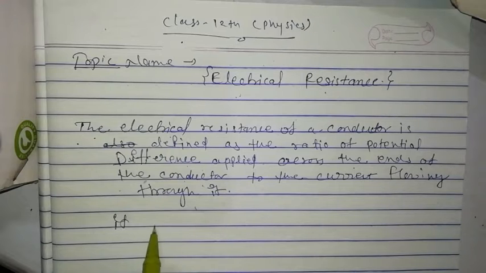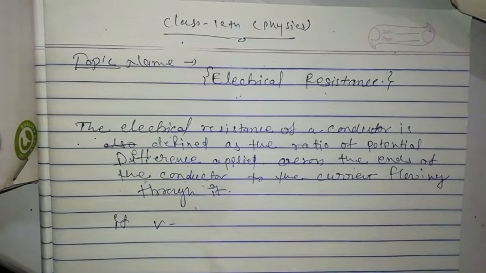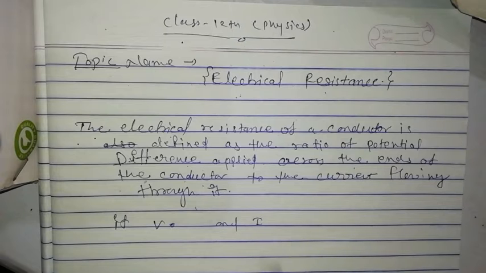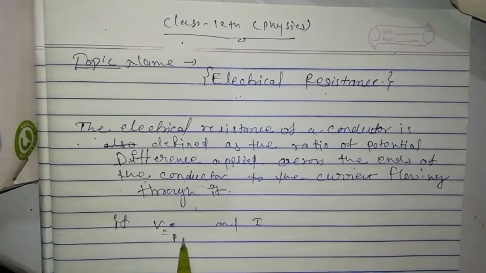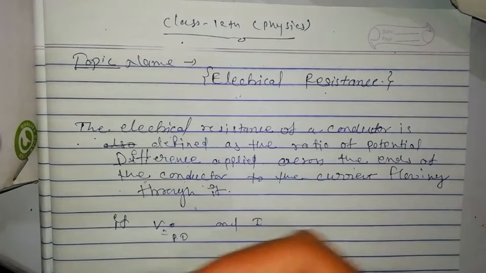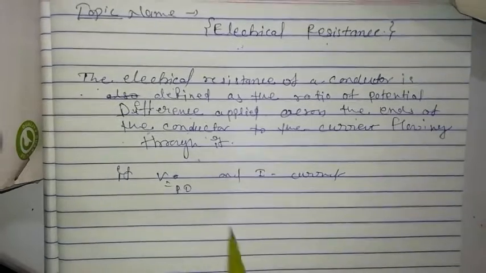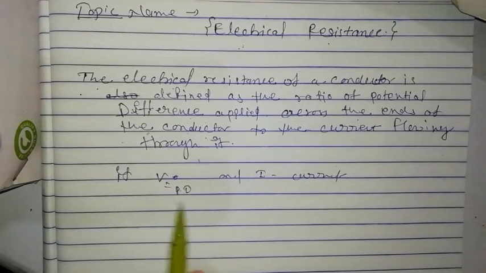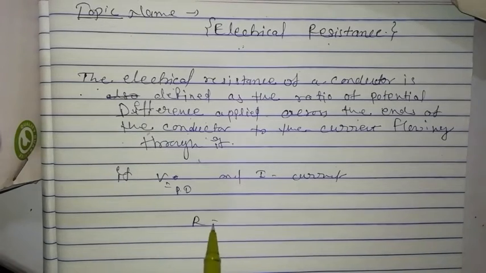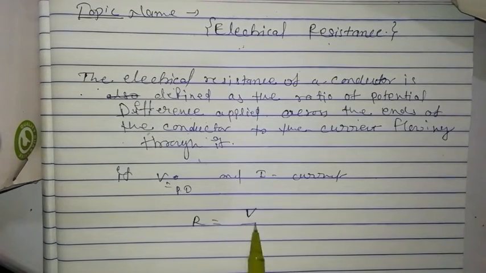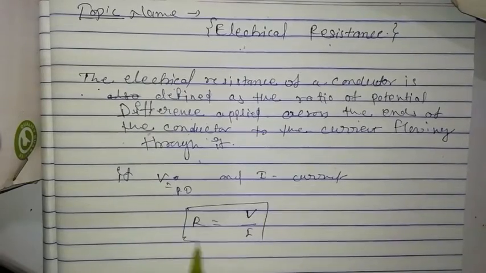If the potential difference V is applied across the ends of the conductor and I is the current flowing through it, then the electrical resistance of the conductor is denoted by R. Then R is equal to the potential difference V upon I, according to the definition.